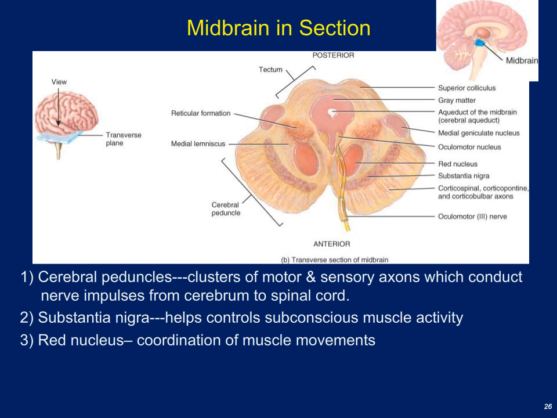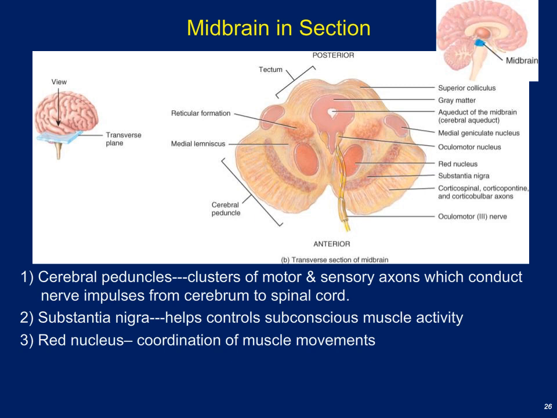So let's take a look at some of that key anatomy that I mentioned in the previous slide. What you see here is actually a transverse section through the midbrain. And the first anatomy that I want to point out are the cerebral peduncles. The cerebral peduncles are clusters of motor and sensory axons which help conduct nerve impulses from the cerebrum to the spinal cord.